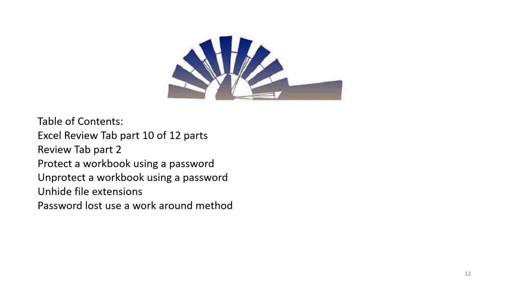Table of Contents, Excel Review Tab, Part 10 of 12 parts: Review Tab, Part 2, Protect a workbook using a password, Unprotect a workbook using a password, Unhide file extensions, Password lost, use a workaround method.